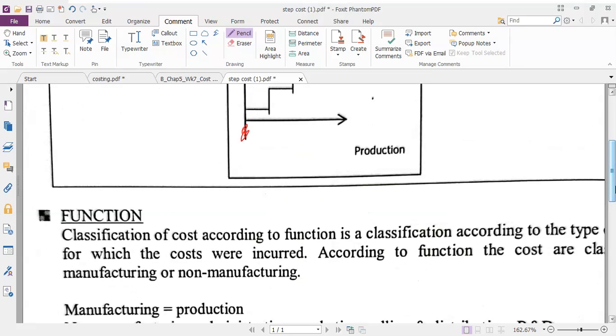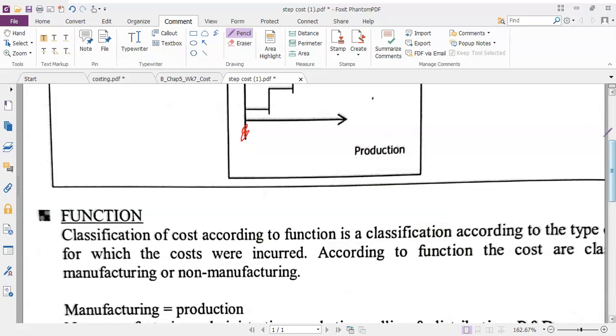Okay, just now we learned behavior, right? Cost behavior. First we looked at the nature of the cost, whether direct or indirect. Based on the nature, we classify the cost, whether direct or indirect. And then we classify the cost based on their behavior. Behavior covers fixed cost, variable cost, semi-variable cost.